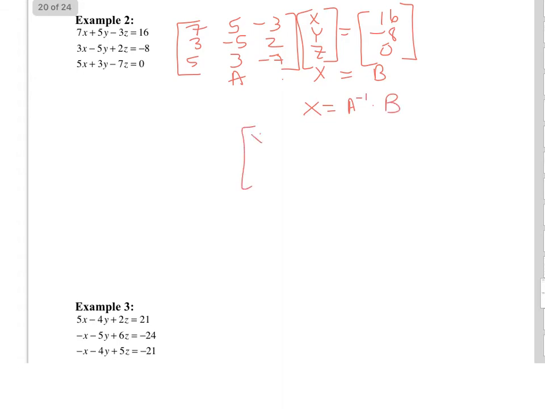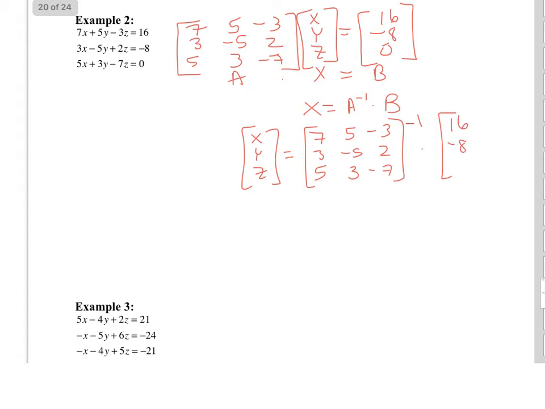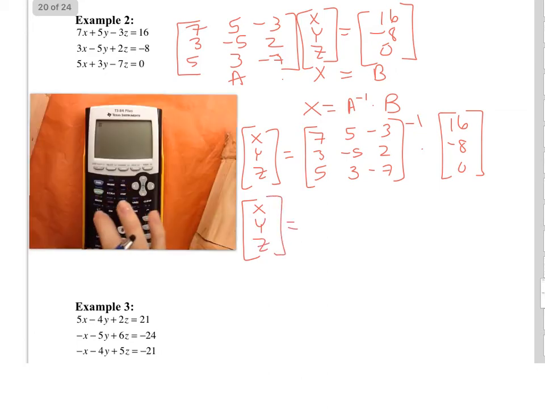So X, Y, Z is going to equal the product of the inverse of 7, 5, -3, 3, -5, 2, 5, 3, -7 times B, 16, -8, 0. So let's see what that gives us for X, Y, and Z. Into our matrix menu, so second X inverse, over to edit, choose matrix A. It is a 3 by 3.